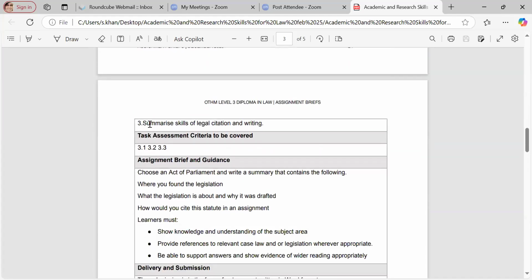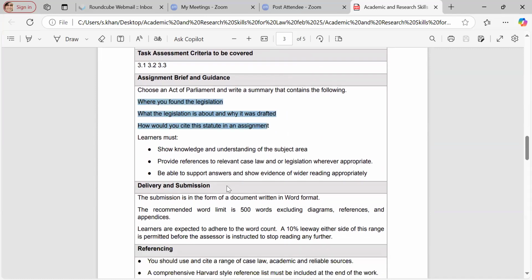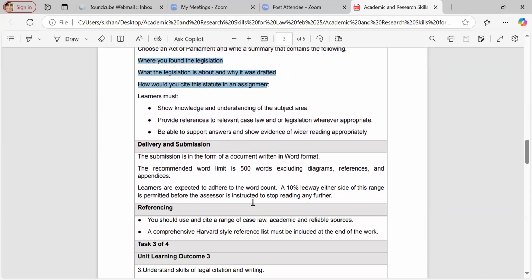Task 2 is learning outcome 3, 3.1, and it is what you're expected to do here. It's 3 parts to it. Choose an act and look at what the legislation is about and why it was drafted, and how you would cite this statute in an assignment. And again, 500 words with 10% leeway.